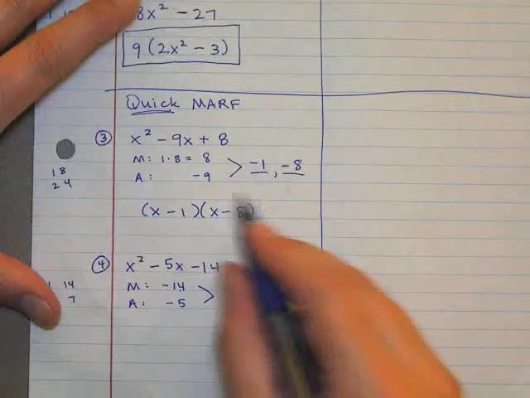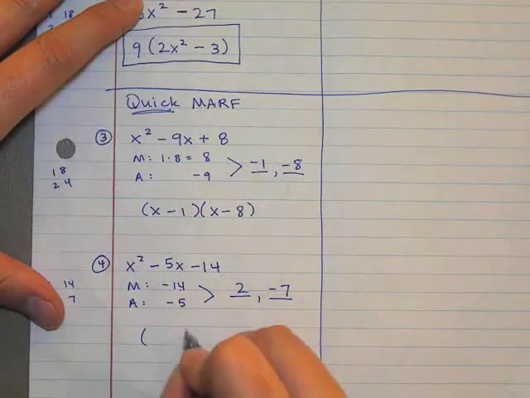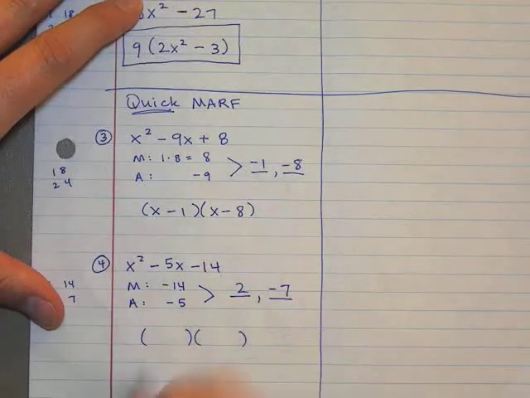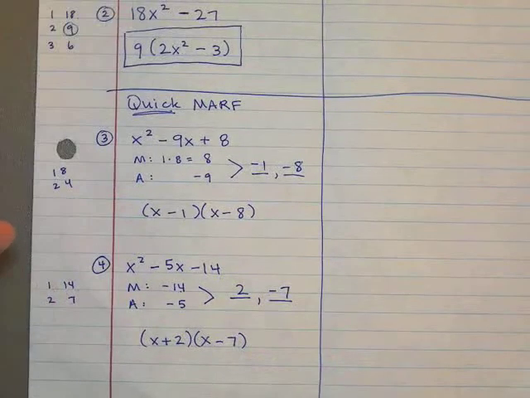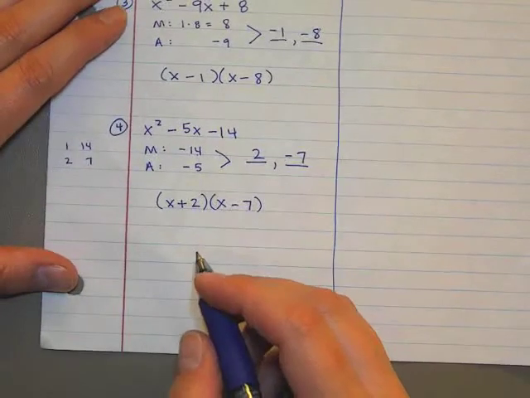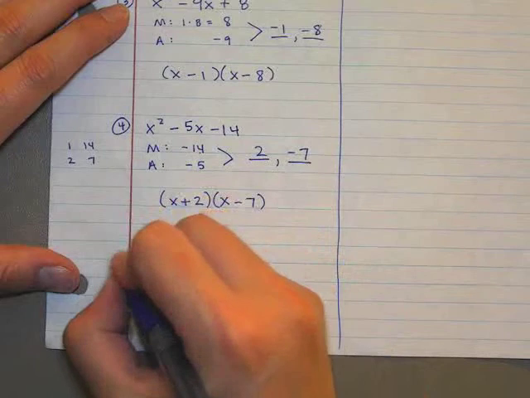Okay, and now just like up here, we're ready to jump to our two sets of parentheses. X is in the beginning for both, and then +2 and -7. So x plus 2, x minus 7. All right, let's just do one more of these problems. All right, number 5.